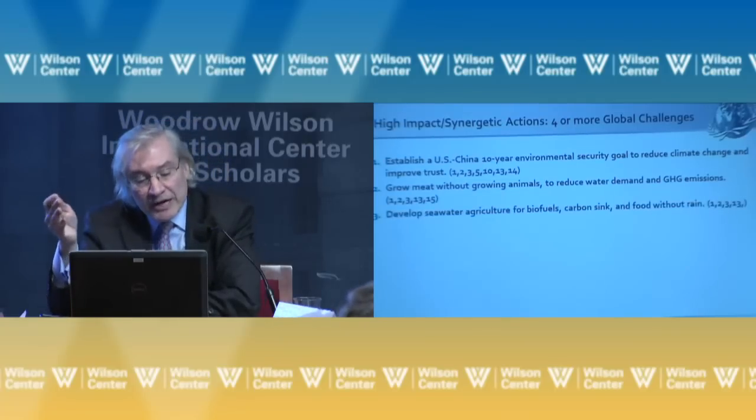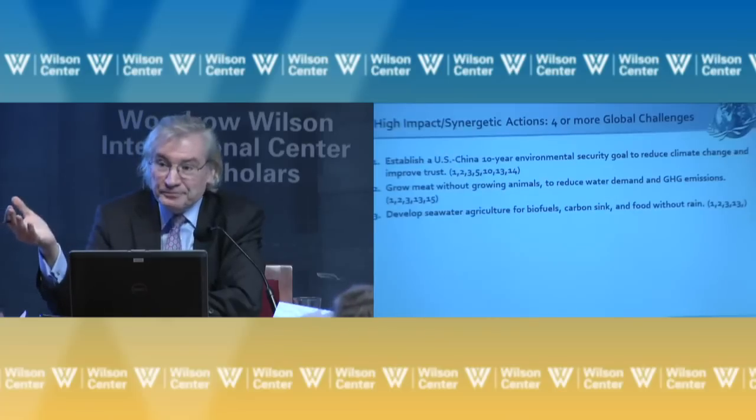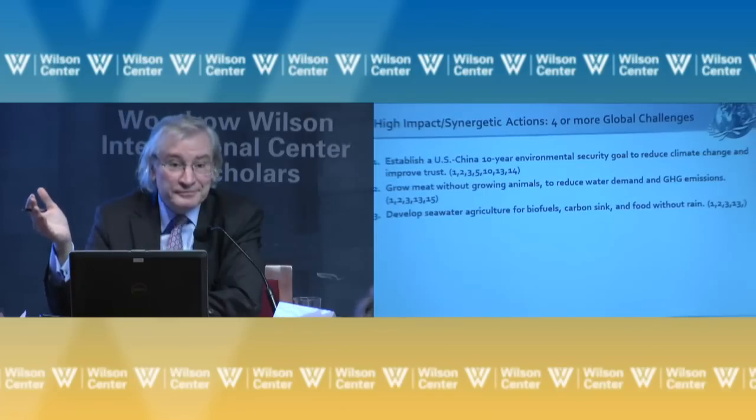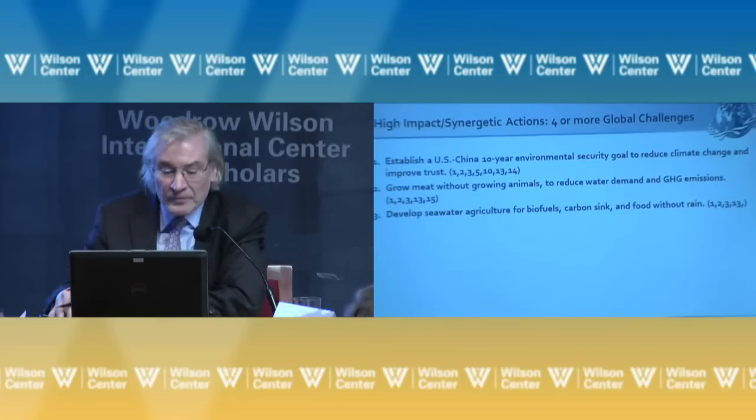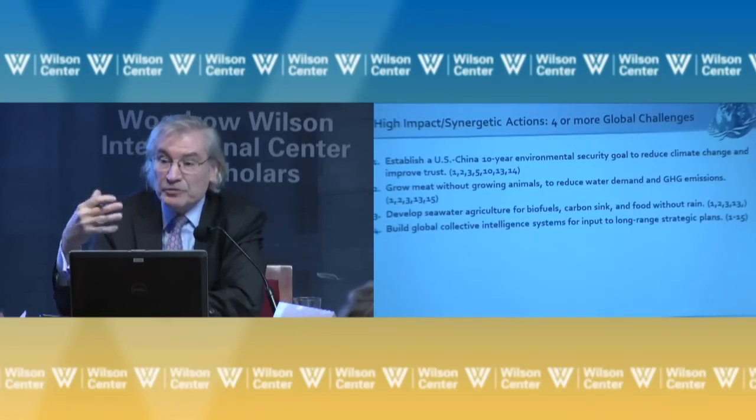Third, seawater agriculture for biofuels, carbon sink, and food without rain. You know, if you're using coastal areas and salt water, you don't care about rain. It gets rid of the biggest problem agriculture has had in thousands of years. Fourth, build global collective intelligence systems for input to long-term strategic plans.